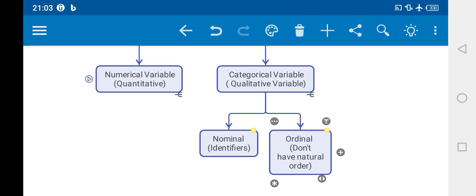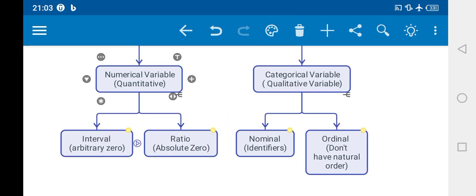So let's discuss the numerical variable, which is also called quantitative. It's also divided into two categories, which are interval and ratio. So here is a very important concept. These two categories are actually based on the value of zero. If the zero is arbitrary, it's interval, and if the zero is absolute, it's ratio. Let me explain the meaning of arbitrary zero and absolute zero.